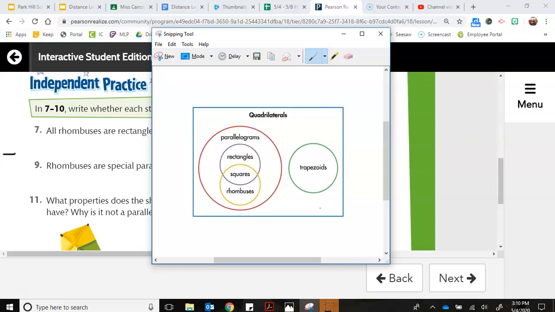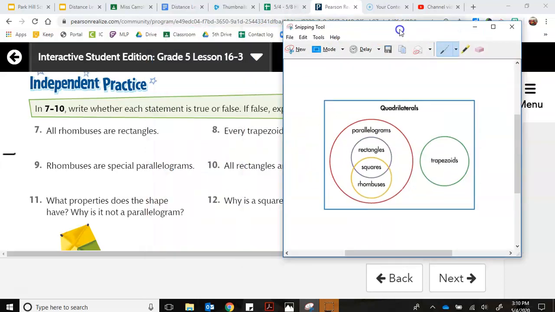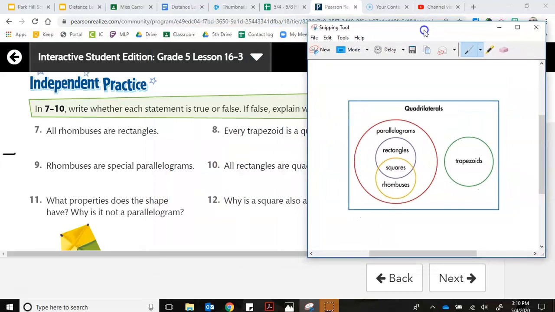Then you have a big red circle for parallelograms, and inside that you have rectangles, rhombuses, and squares. And you can see that the rectangles and rhombuses overlap with the squares in the middle. So you can tell that rhombuses, squares, and rectangles are all parallelograms. So we're going to be using this today as we talk about classifying our quadrilaterals. Now, the questions today aren't hard, but you do have to stop and think about what it's asking. All right? So I'm going to move this over to the side for now.